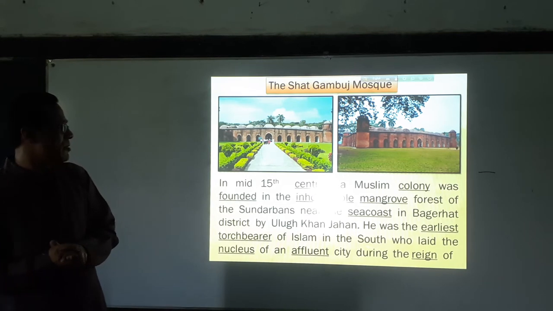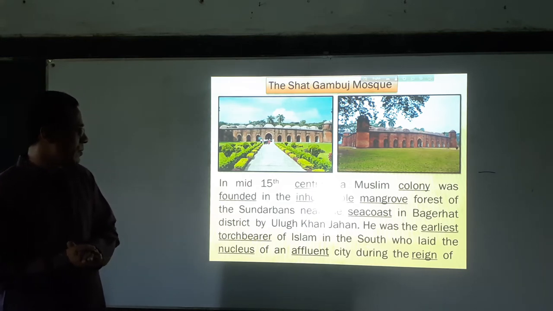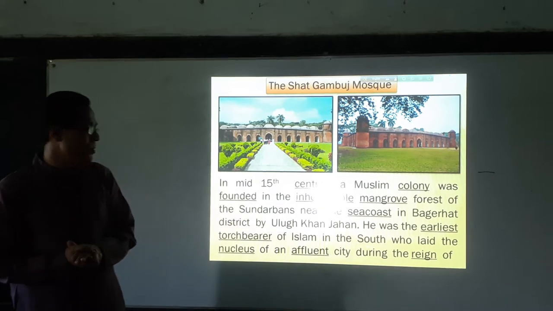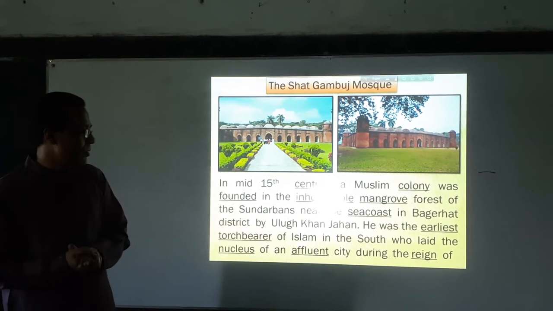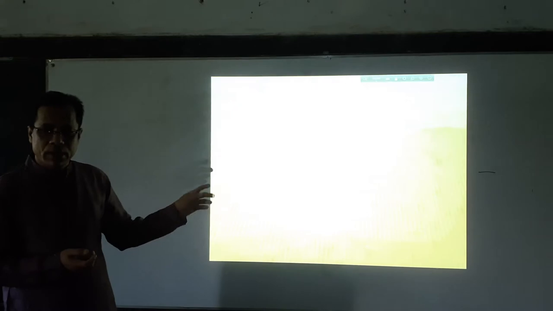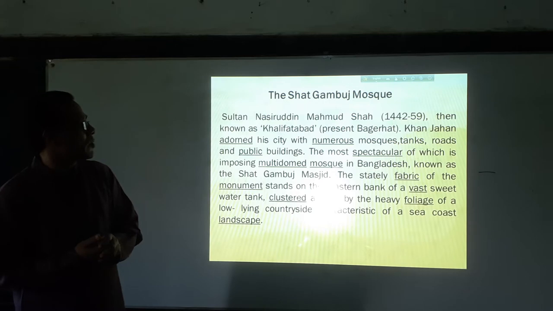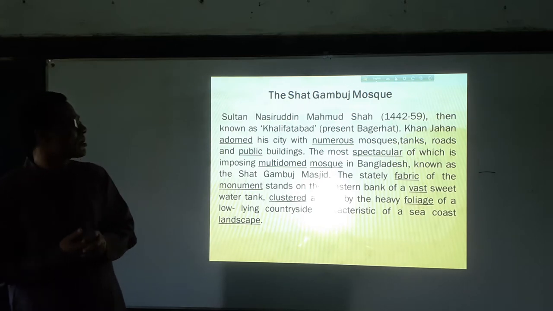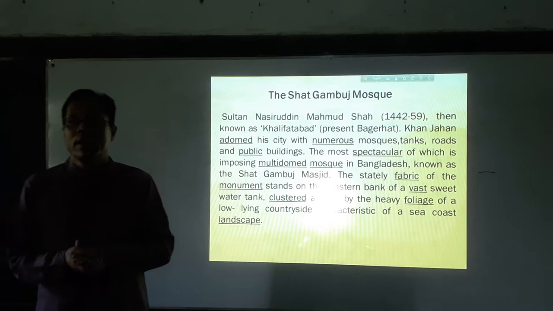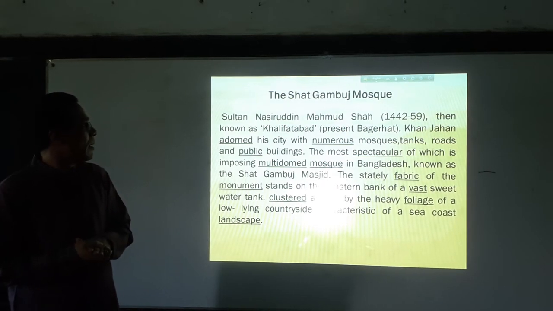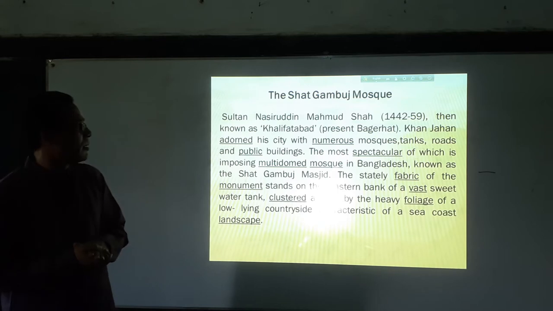In the mid 15th century, a Muslim colony was founded in the inhospitable mangrove forest near the Sundarbans, in Bagerhat district, by Ulugh Khan Jahan. He was the earliest torchbearer of Islam in the south, who laid the nucleus of an ancient city during the reign of Sultan Nasiruddin Mahmud Shah, in the years 1442 to 59, then known as Khalifatabad, present Bagerhat. Bagerhat was then known as Khalifatabad, though the city was about to decay.